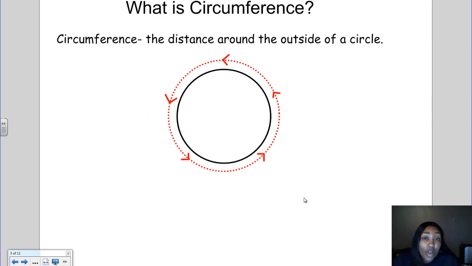So what is circumference? Circumference is the distance around the outside of a circle. So circumference is just like perimeter. The only difference is that perimeter is used for polygons, which are like triangles and squares and rectangles. Circumference is specifically for a circle, but it is the same concept. It's the distance around the outside of the shape.